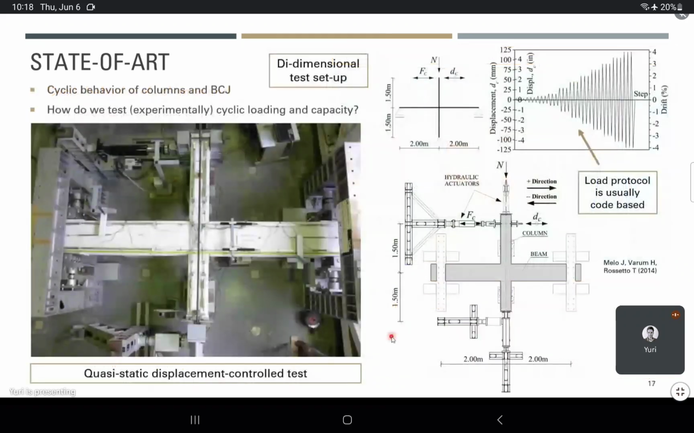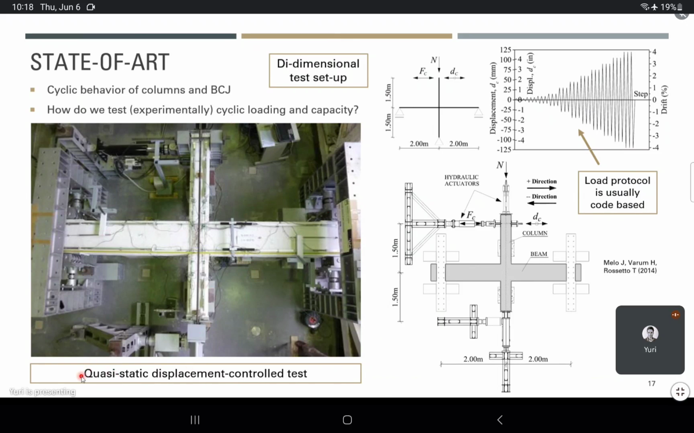So how can we actually test columns and beam column joints to see cyclic capacity? We have a few examples that we conduct in experimental tests. The first one is when we use a bidirectional test setup. What we do is take a sample size of the structure. This is pretty much a beam column.